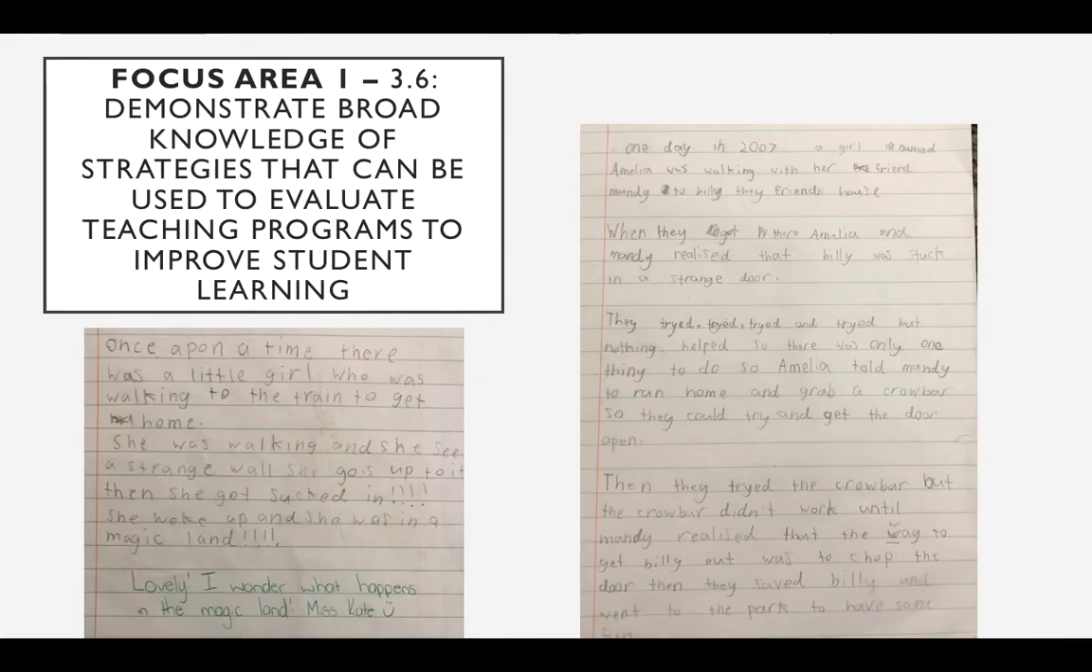Focus Area 1, AITSL Standard 3.6, demonstrate broad knowledge of strategies that can be used to evaluate teaching programs to improve student learning. My main pedagogical approach to ensure I was meeting the specific needs of the students and to improve their learning was performing some sort of pre-test or prior knowledge activity, which included a short quiz on time, or in this case, writing a narrative to determine what students know about structure.